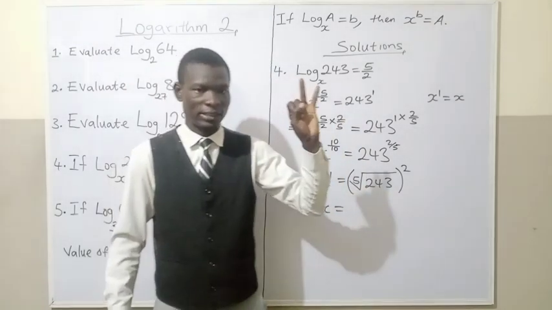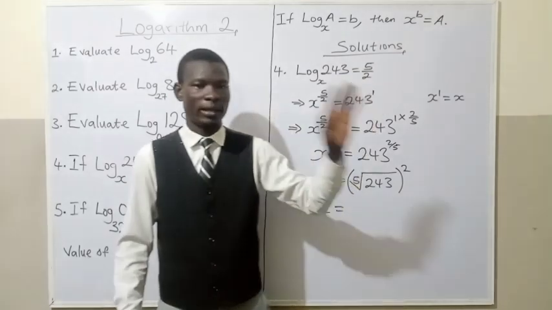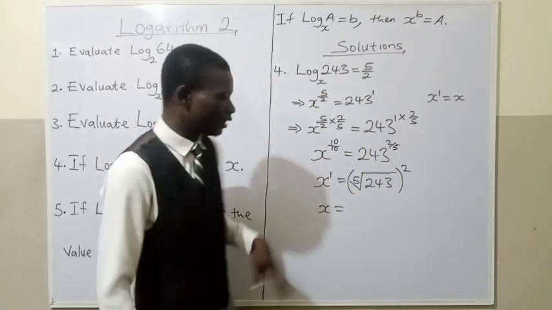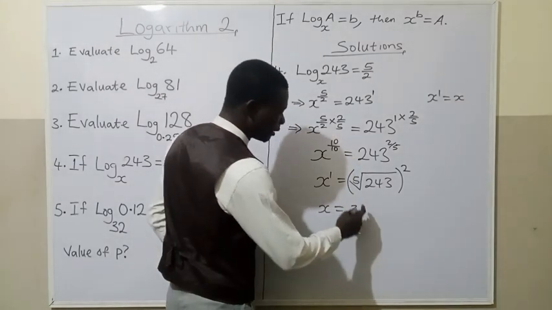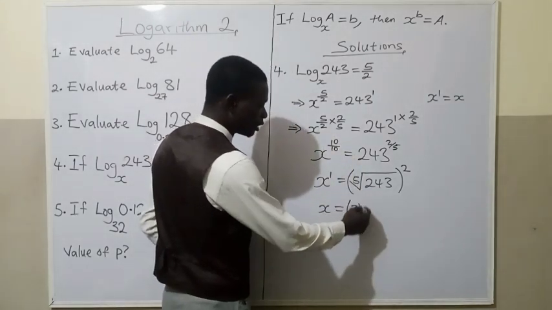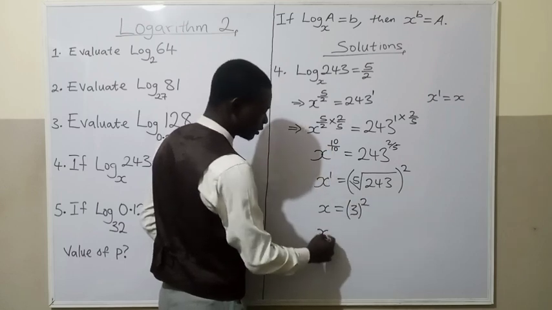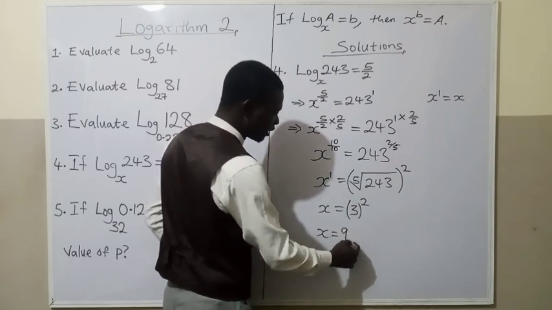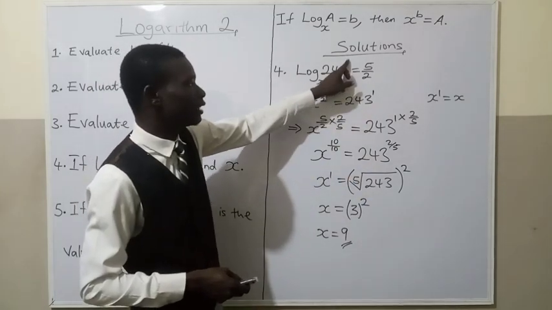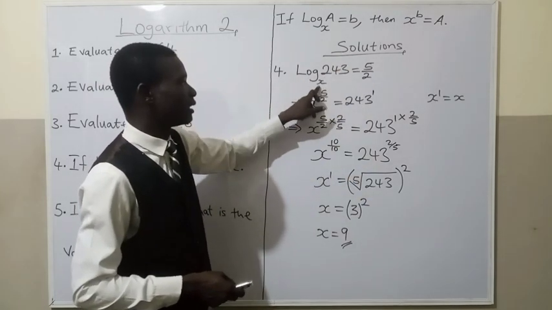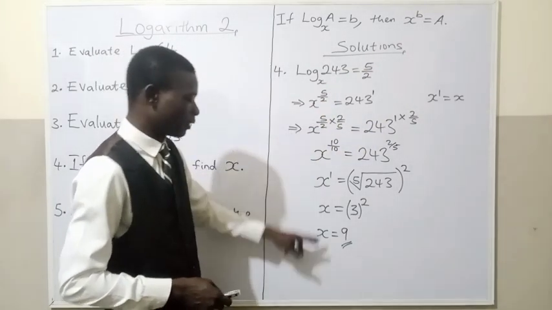Because 3 times 3 is 9. Times 3 is 27. 27 times 3 is 81. 81 times 3 is 243. So the fifth root of 243 is actually 3. And this 3, you are going to raise it to what power again? To power 2. It tells us that x is going to be equal to 9 as the solution. That tells us that log 243 to base 9 is the one that is going to give you 5 over 2, which makes the value of x to be equal to 9.